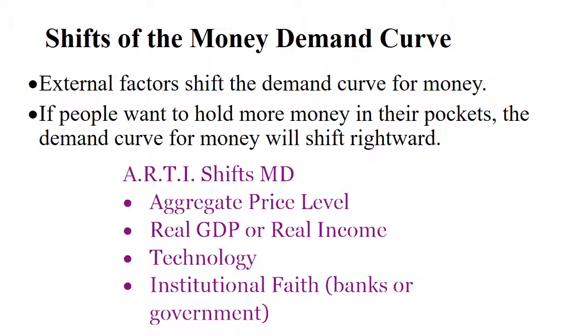A stands for the aggregate price level. As prices go up, you demand more money. If everything got cheaper, you would demand less money. You wouldn't need as much cash to pay for things. R stands for real GDP or real income. These are two different things, but real GDP is how much stuff is produced in your economy. If your economy produces a lot of stuff, your demand for money to buy all of those goods will increase.